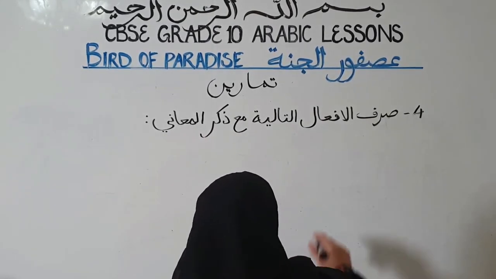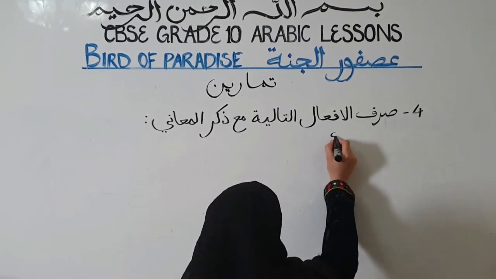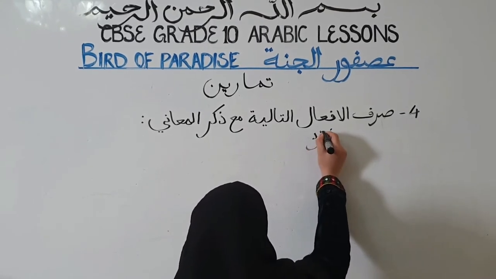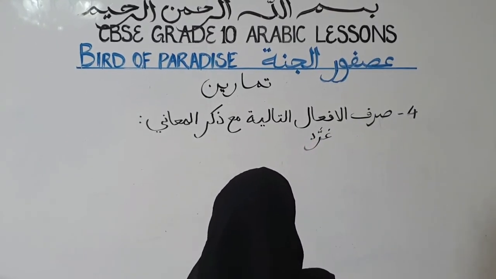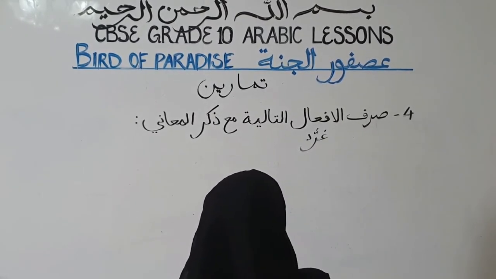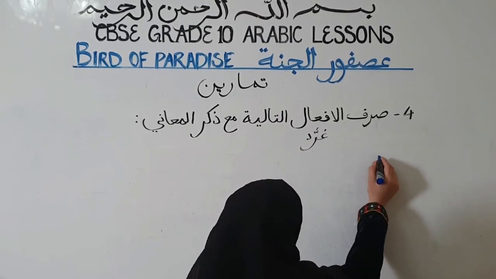The first word in our book is gharrada, and the meaning is chirping or singing of the bird. So I'll make it into 14 patterns like this. Gharrada.